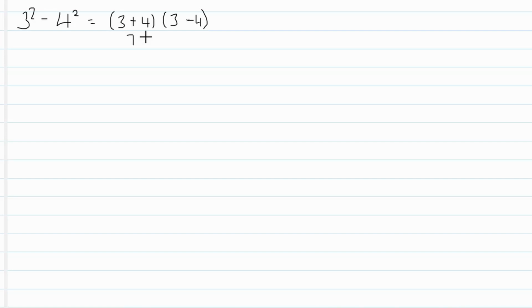So I'm going to have 7 multiplying, then 3 minus 4 is going to give me -1. I have explained why it is -1 in our previous videos.